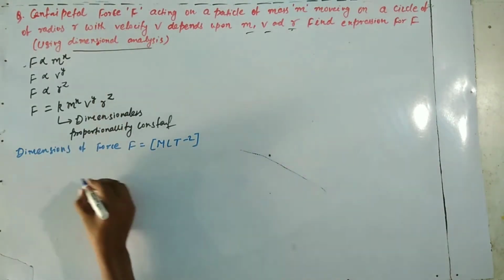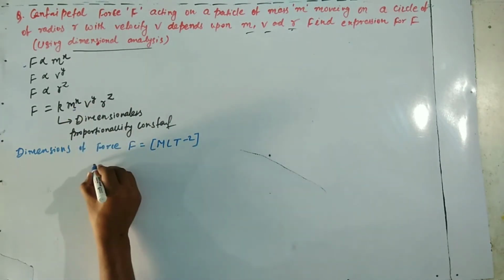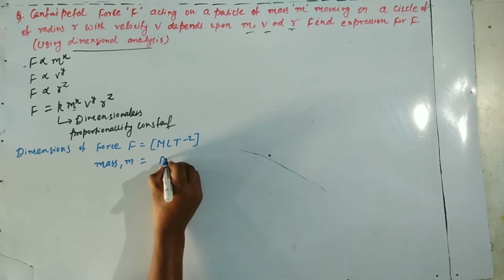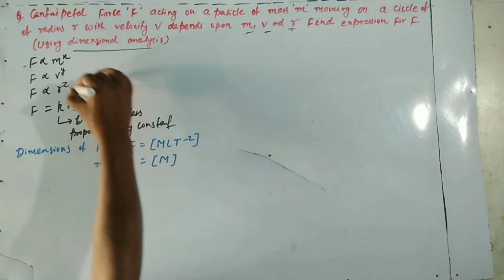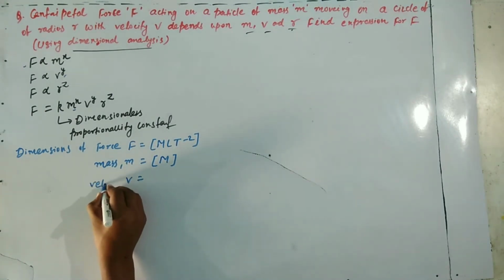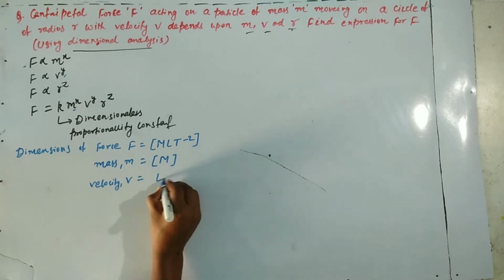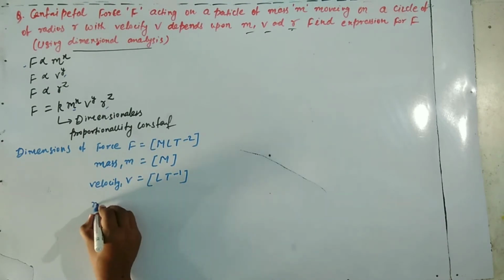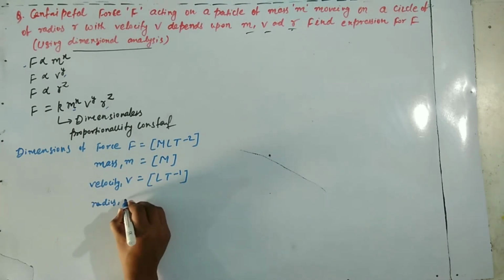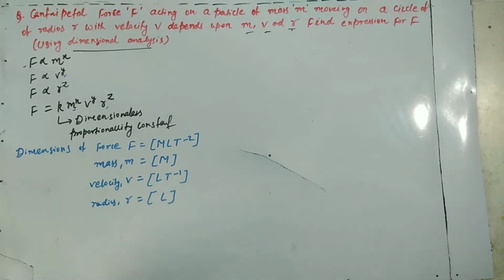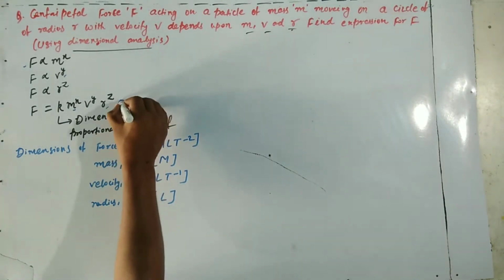Next, the dimension of mass m is equal to M, capital M. Next, velocity. So the velocity dimension is L T power minus 1. It is the dimension of velocity. Next, radius, that is length. So its dimension formula is L power 1 or L. So these are the dimensions of all terms.